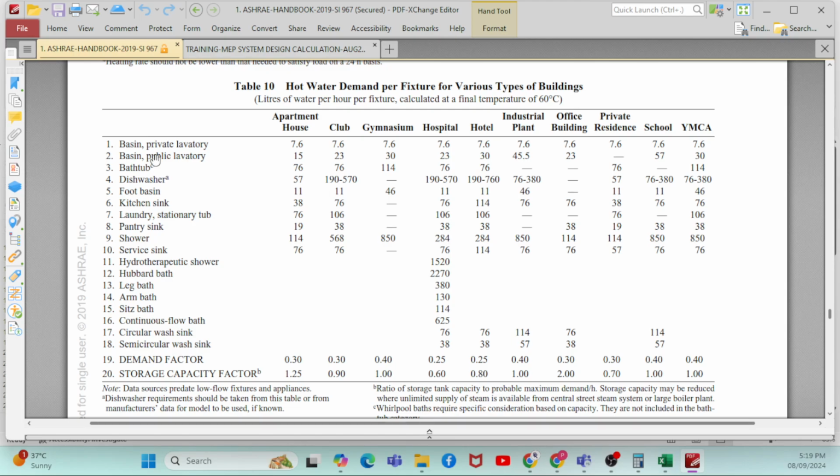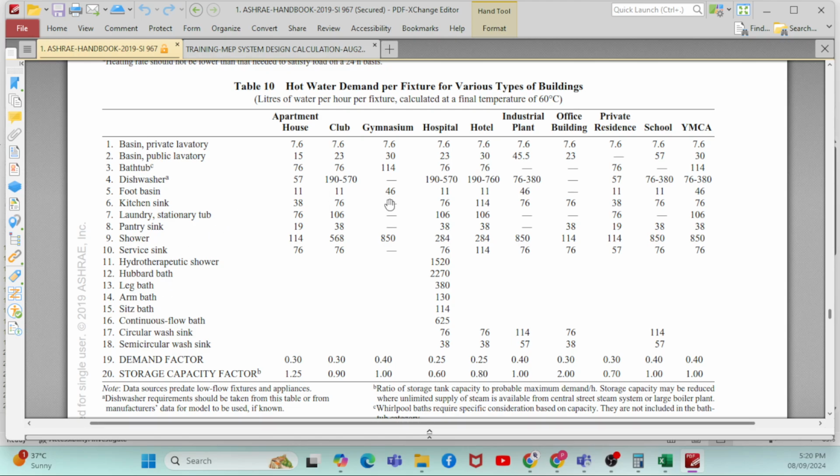Here you can see the different categories, right? For example, you can see the basin, then the lavatory, bathtub, dishwasher, food basin. There are different types of plumbing fixtures, right? Servicing, shower. So these are the fixtures that require water heating. For example, there is no WC here and no urinal here, because those don't require hot water. Only the fixtures which require hot water are listed here.